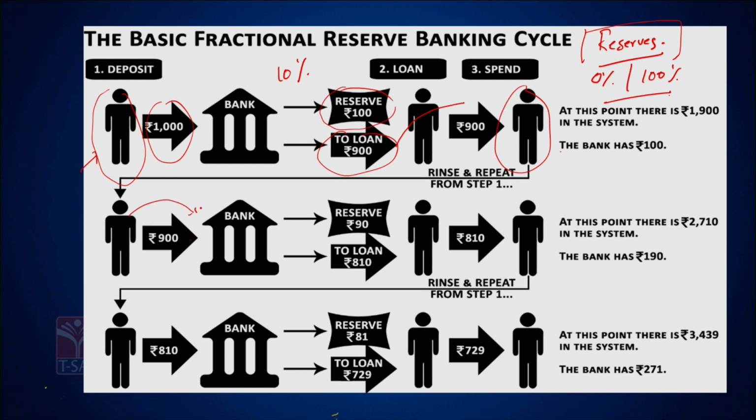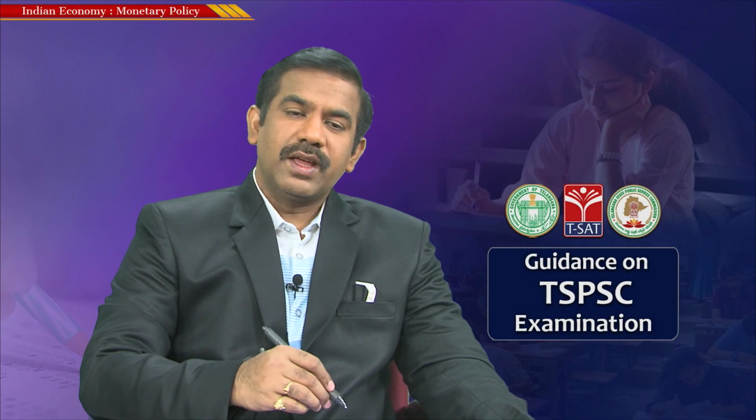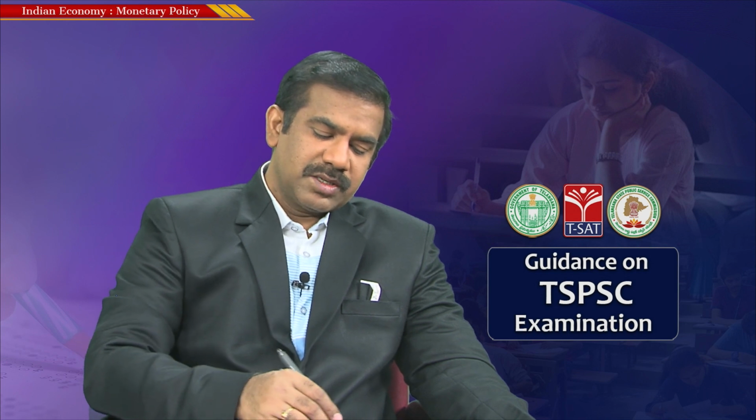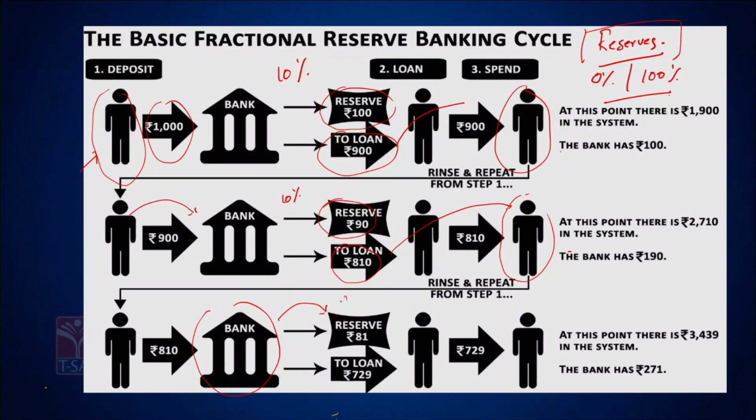Out of this 900 rupees, this bank again has to maintain 10% of its deposit as reserves. That means it needs to maintain 90 rupees as reserves and could only lend 810 rupees. Now imagine this 810 rupees is borrowed by a third person, who again goes and spends it in the market. The person who received this 810 approaches a different bank, which again maintains 10% reserves, that is 81 rupees, and the rest, 729 rupees, is lent to a fourth person.